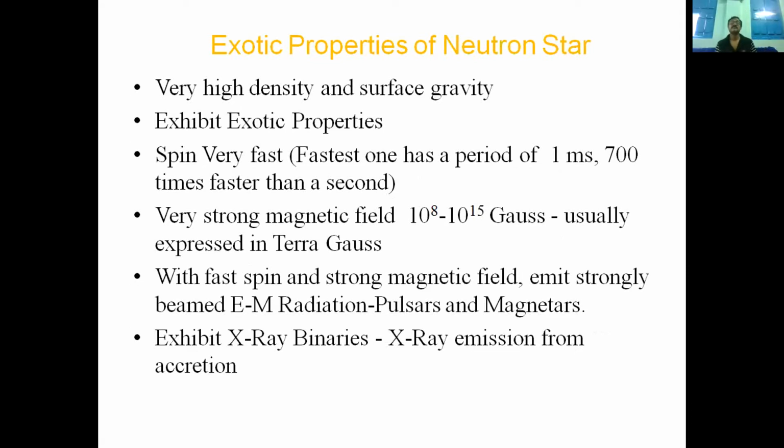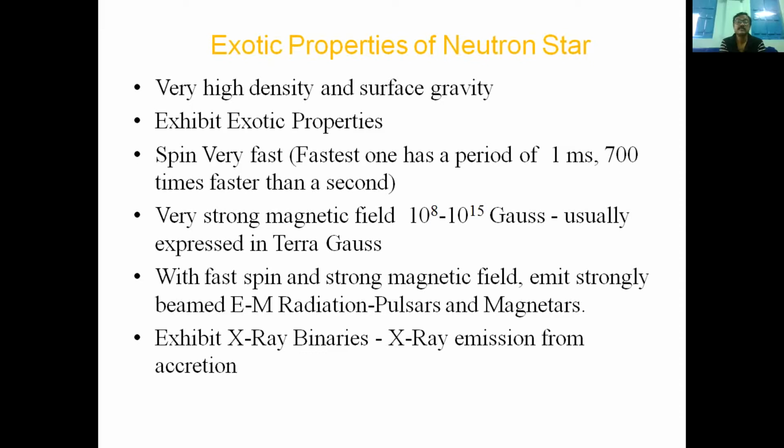Now coming on to the exotic properties of neutron stars, very high density and surface gravity are the features of neutron stars. They exhibit exotic properties as a result of this. They spin very fast. The fastest one has a spin period of about 1 millisecond, that is 1000 times faster than a second. They also exhibit a very strong magnetic field, of the order of 10⁸ to 10¹² gauss, usually expressed in terms of the gauss. With fast spin and strong magnetic field, they emit strong beamed electromagnetic radiation, which gives rise to pulsars and magnetars.